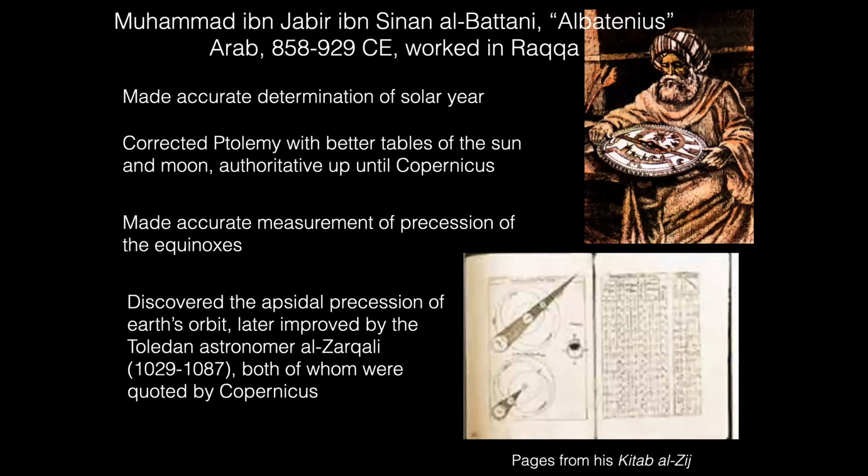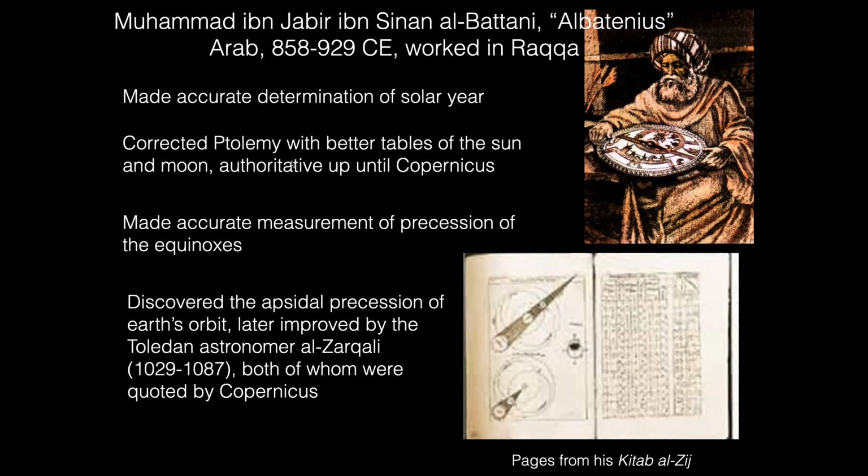Muhammad ibn Jabr ibn Sinan al-Battani, who's known in the West as al-Battanius, an Arab who worked in Raqqa, present-day Syria, made the first very accurate determination of the solar year. Ptolemy had measured the precession of the equinoxes, but he estimated the precession to occur at a rate of about 1 degree per century, and al-Battani measured it to be 1 degree per 66 years. The modern value that we use today is 1 degree per 71.6 years. So his value of 1 per 66 is much closer to the modern value than Ptolemy's 1 in 100 years.